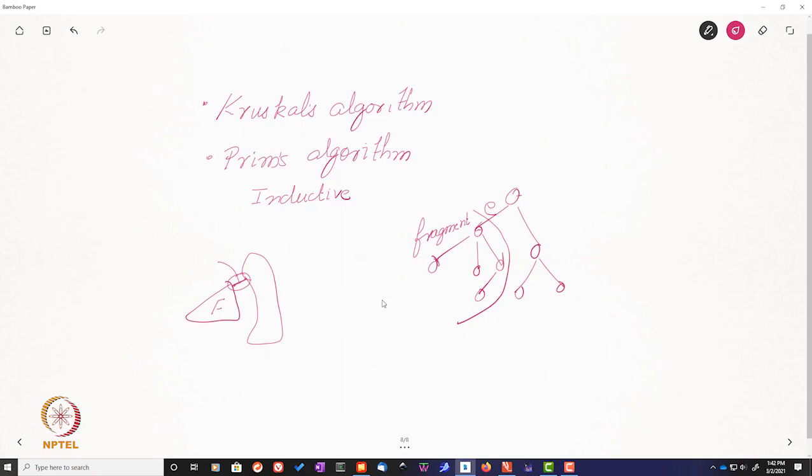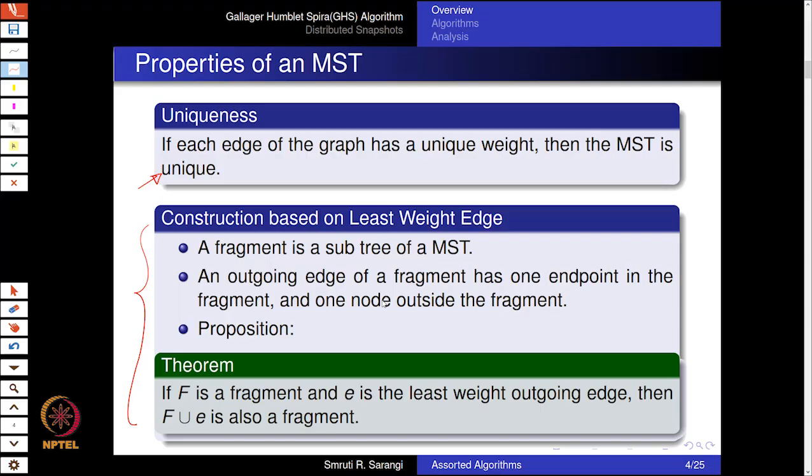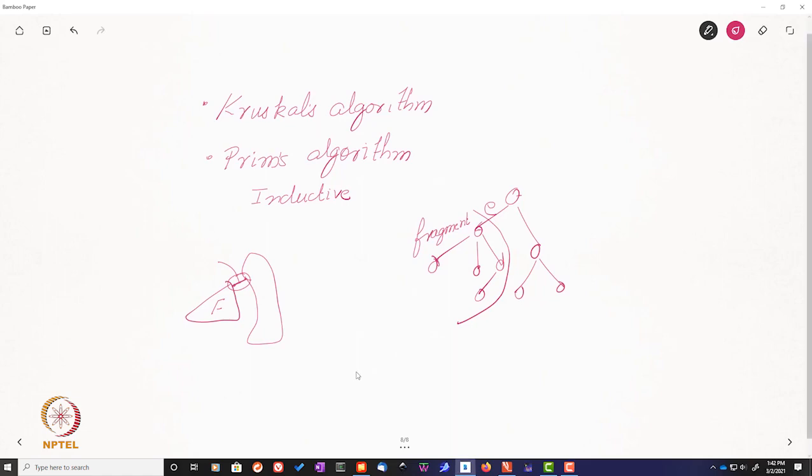For anybody who knows the proof of Prim's algorithm, this theorem will be rather obvious: if F is a fragment and E is the least weight outgoing edge, then F union E is also a fragment. What does this mean? F is a fragment and this is the edge E. If I consider this to be the fragment and this to be the rest of the world, and I draw a line over here, there might be multiple edges that go from a node of the fragment to the rest of the tree. This could be one edge, this could be one more, this could be one more. Let them be E, E dash and E double dash.